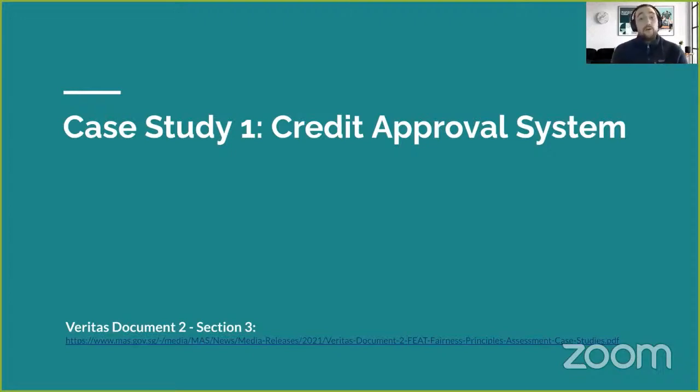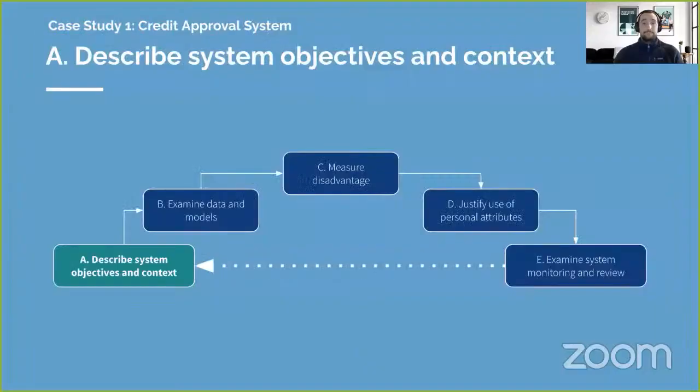For the sake of time, I'll only focus on certain parts of the methodology, and I'll have to skim through or completely omit others. For a more complete picture, please read through section 3 in Veritas document 2. So I'm gonna start with some background about credit approval systems, and also go through a light probability refresher. So this will cover some of the work that goes into part A of the methodology, where we really ask that the AI system objectives and the context in which it operates be described.